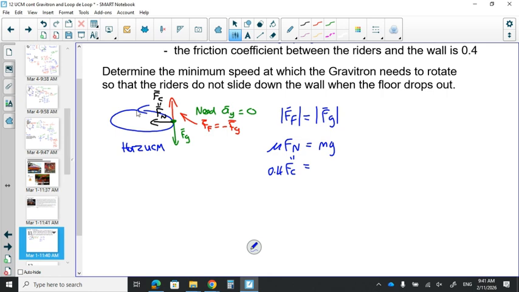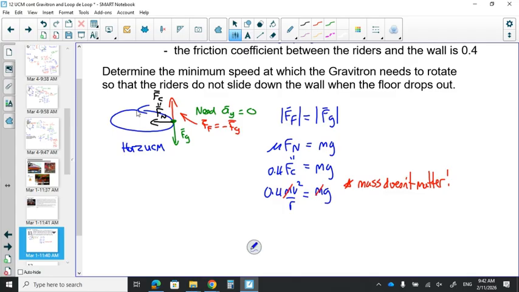And so we've got the Fc, we've got the mg still. Fc, we know, is mv squared over r, right? So something nice happens here where you notice that you can divide out the masses. They didn't give the mass of the rider, and the nice thing is to see that that doesn't matter, right? So this ride doesn't have to be engineered for a certain mass. Like, oh, you weigh 150 pounds, okay, you have to go on that Gravitron ride. It doesn't exist, right? Any mass works. So when you put on there, mass doesn't matter.